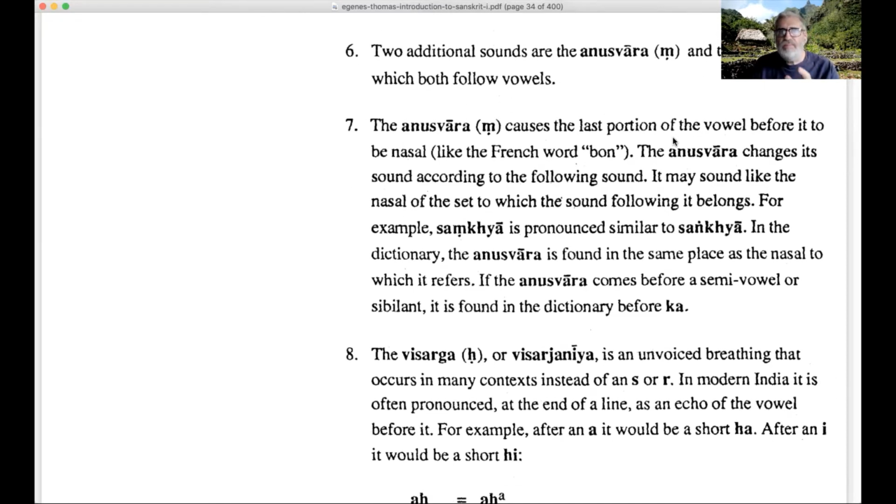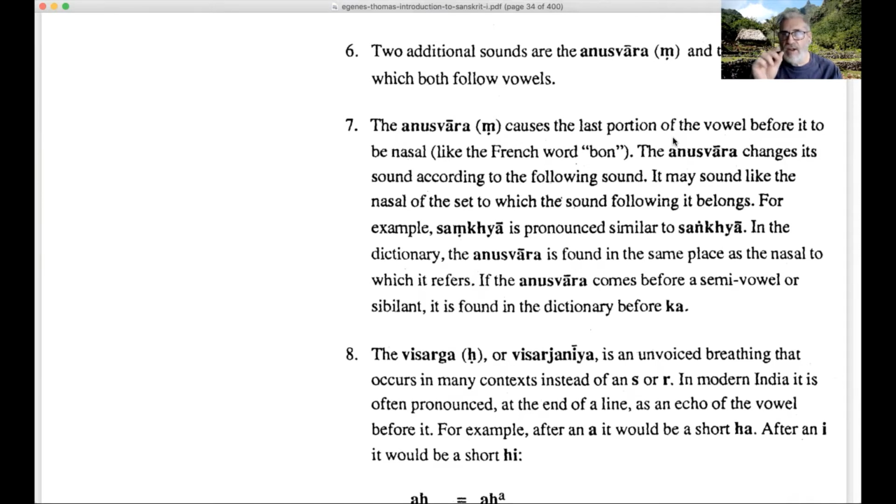The Anuswara causes the last portion of the vowel before it to be nasal, like the French word bon. The French say something's good, so they say bon. So it's a very nasalized sound. In fact, it's called a nasal. It's a pure nasal. Now we've come across nasals before in the stops. In the other consonants, we have ka, kha, ga, gha, nga. Nga is a nasal. It's a guttural nasal. Then we have cha, chha, ja, jha, nya. Nya is a palatal nasal.